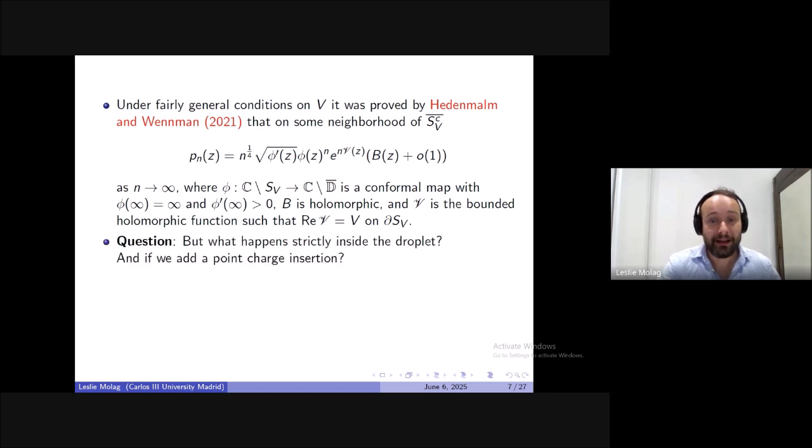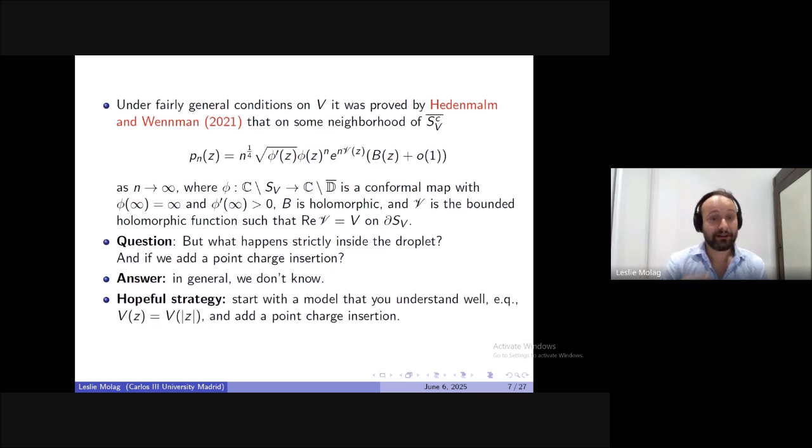Okay. So the interesting question is, well, what does happen strictly inside the droplet then? And we can go even a step further, which is our focus. What if we also add a point charge insertion? So that's a difficult question that doesn't really have a general answer. So the answer is, in general, we don't know. But there is some approach in specific models where you can actually find out.